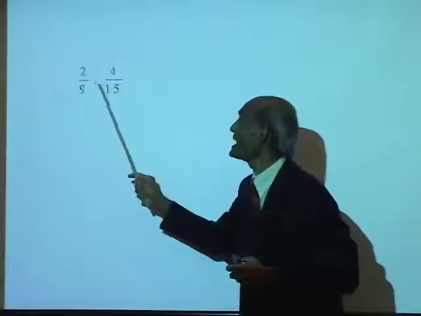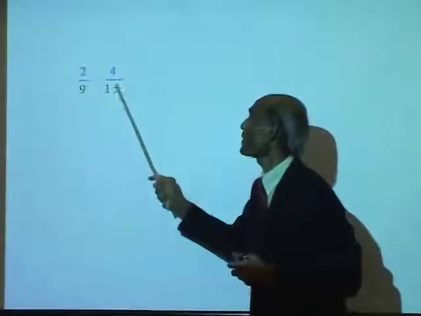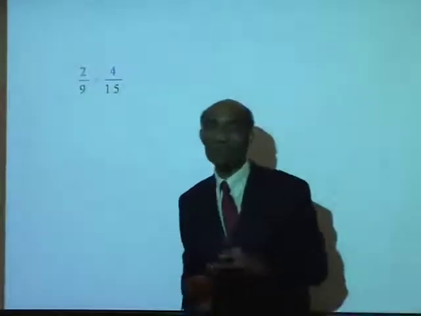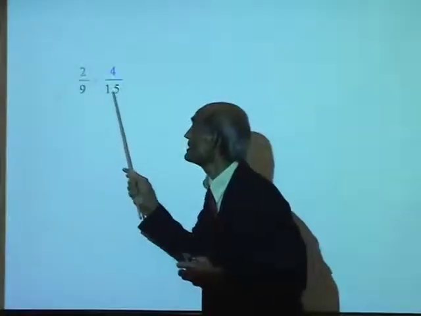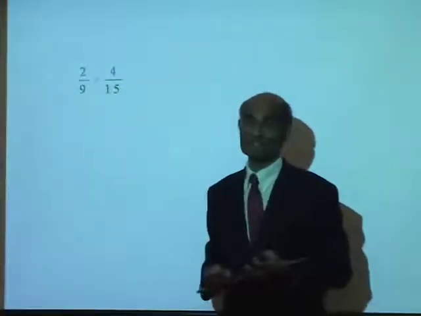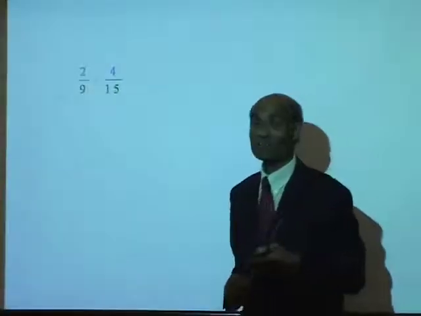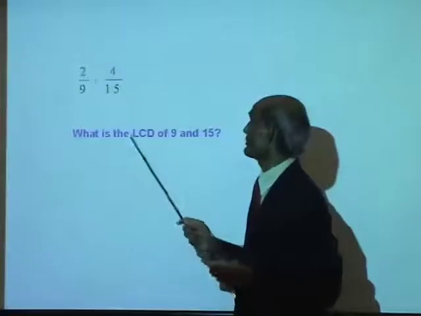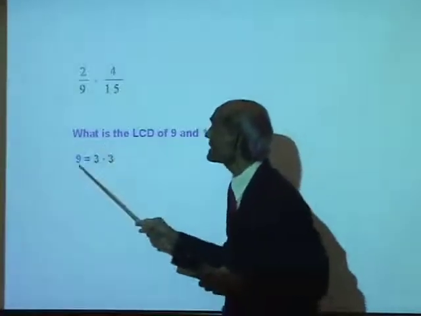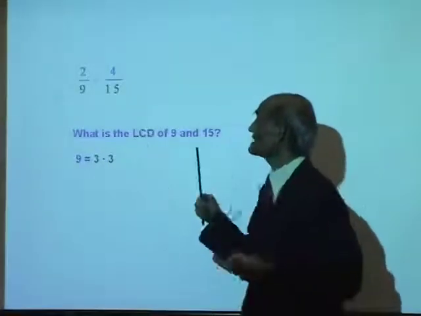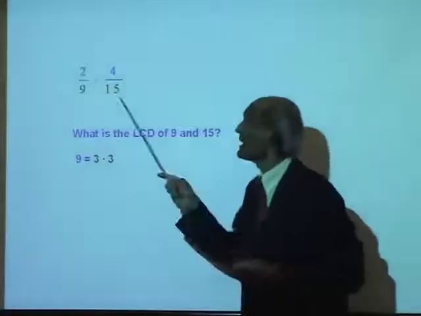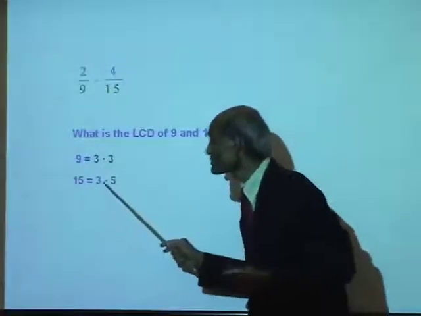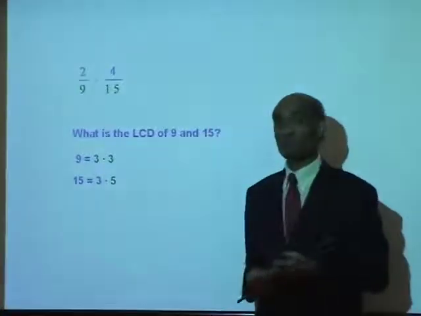2 over 9 plus 4 over 15. Okay, can you find the LCD of 9 and 15? What's the method I gave you? First, factor each denominator. 9 can be factored as 3 times 3. How do you factor 15? It's very simple. 15 is 3 times 5.